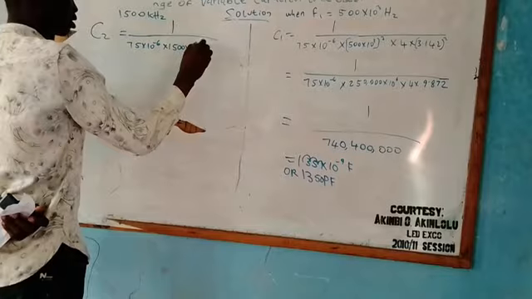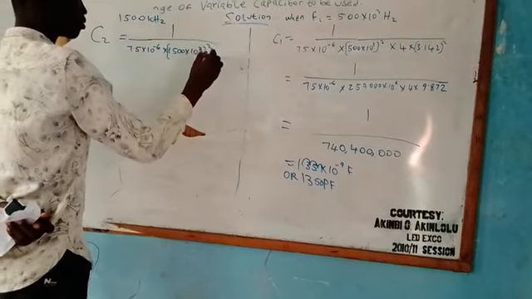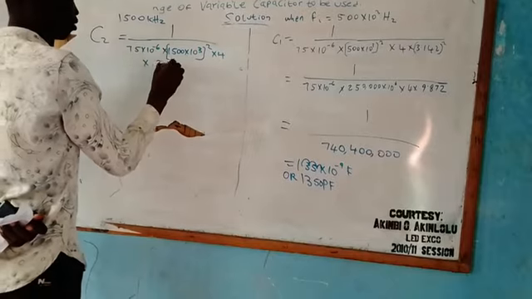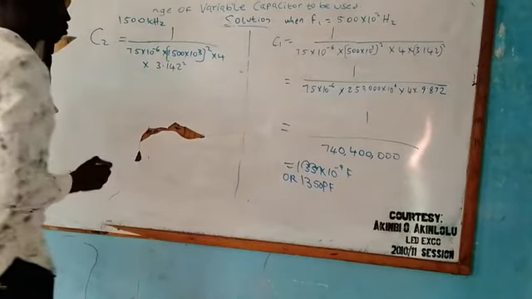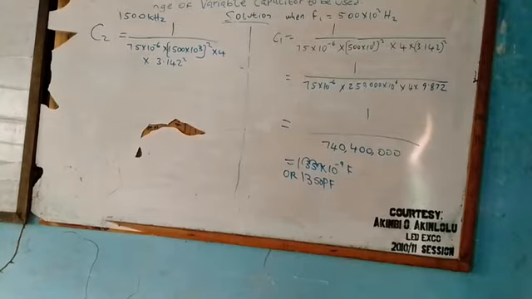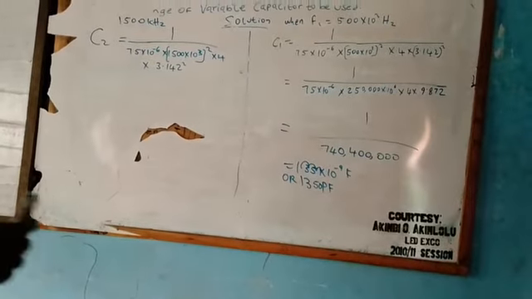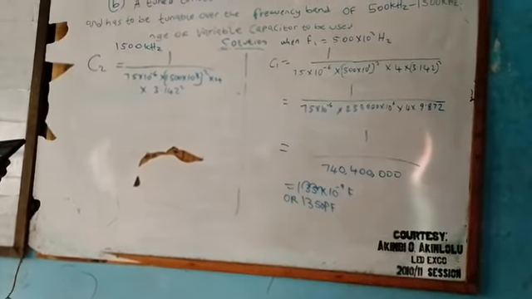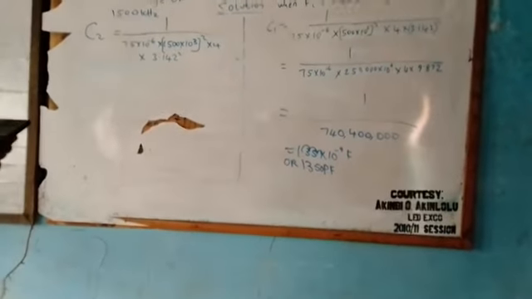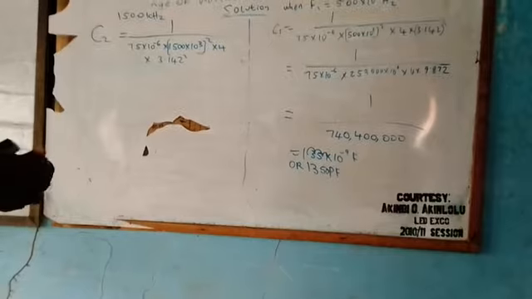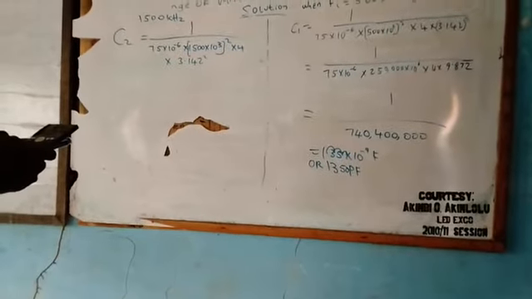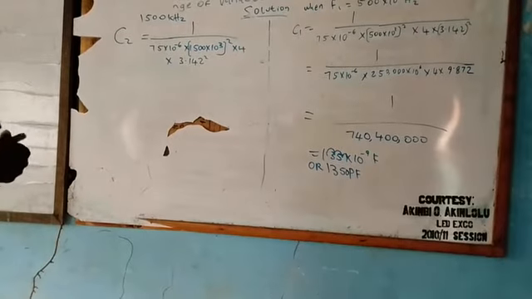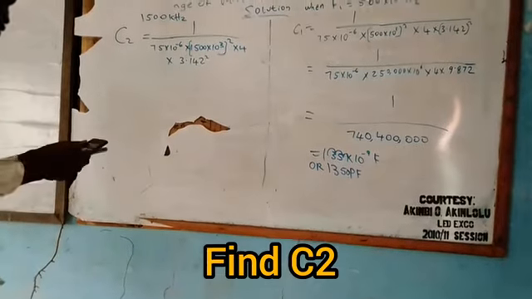Okay, now for solving for capacitor 2, we're going to still use the same formula, but now we're going to make use of frequency 2, the second frequency. We're going to input the second frequency and we're going to square it. Now we have that. We still have the same parameters, only the frequency will be changing. Now our final answer for this will give us capacitor 2.